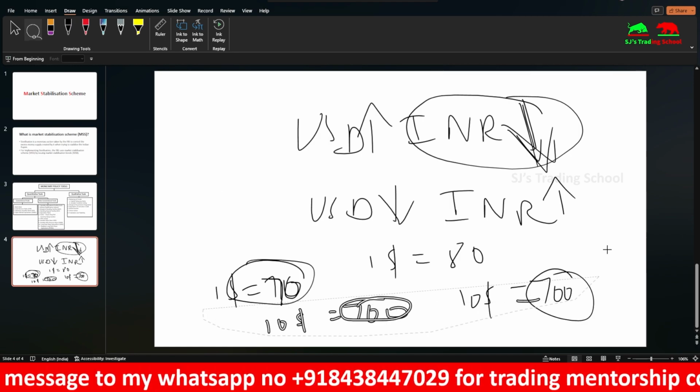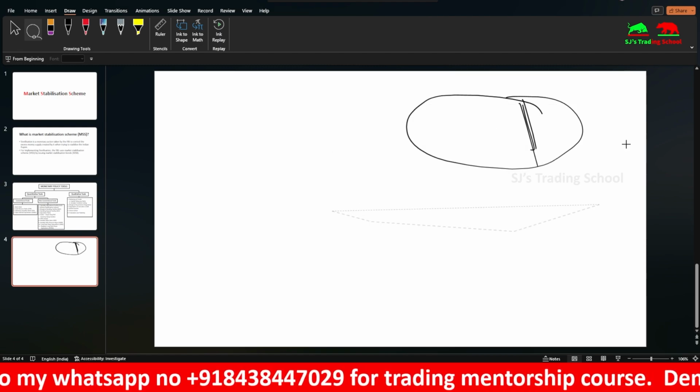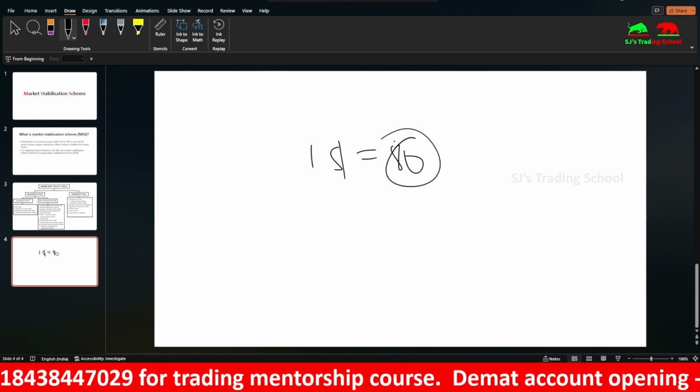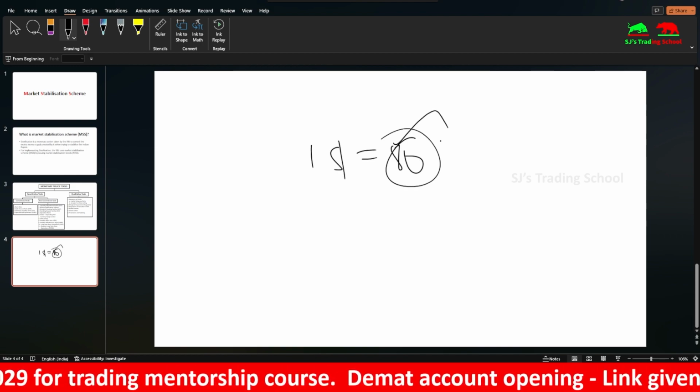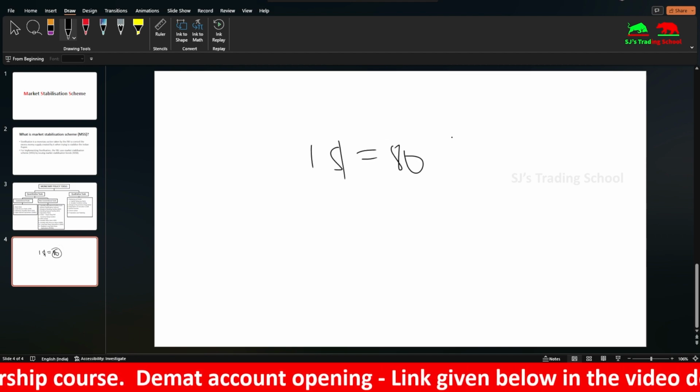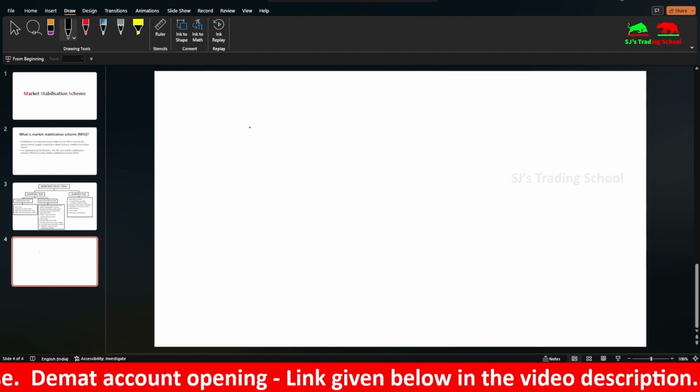So what the RBI will do is try to stabilize the Indian rupee. It will try to keep the Indian rupee unchanged, maintaining it at 80 rupees, so that it will not be bad for both importers and exporters. For this, what will it do? Now let's come back to the previous case.